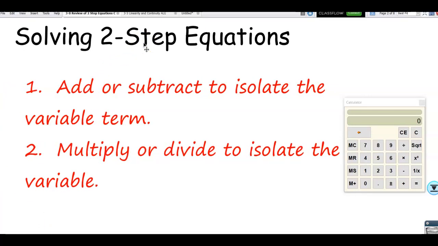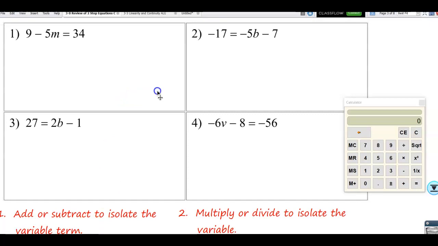Okay, so when we're solving two-step equations, these are our 2 steps. The first thing we always want to do is add or subtract to isolate the variable term. The second step is always to multiply or divide to isolate the variable itself. All right, so here are the first 4 examples on the worksheet.